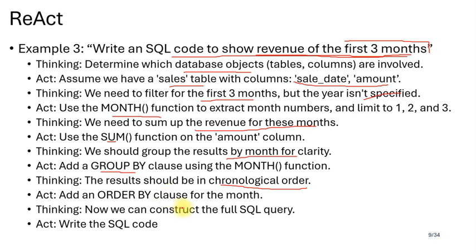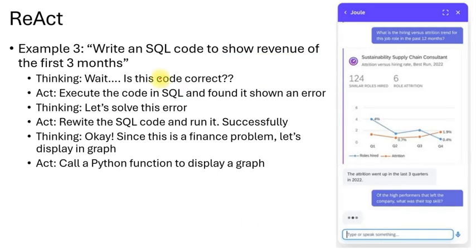Then we will ask the LLM to generate the SQL code. Then the LLM will write the SQL code. But here comes the problem. Is this code correct? We don't know. We can't tell. So by action, we will execute it. We will connect to the third-party platform and execute the code in SQL. And somehow we found there's an error. So in my thinking, okay, let's solve this error. We put the code and also the error into the ChatGPT prompt and say, this code has an error. Fix it. Then as the action, ChatGPT will rewrite the SQL code and run it, and luckily it's a success.